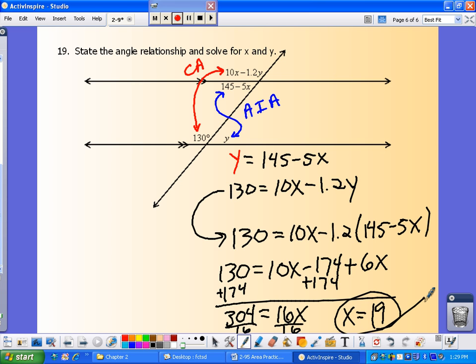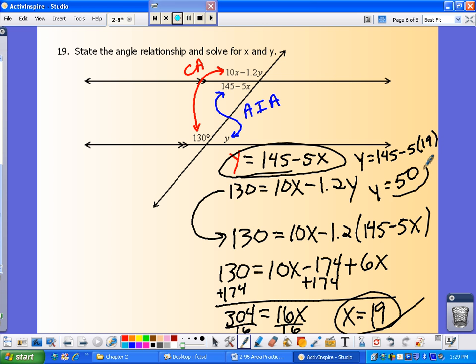Voila. So if x is 19, I can come back up to this equation and have y equals 145 minus 5 times 19. And doing that on my calculator, I get 50. So the x value is 19, y value is 50.